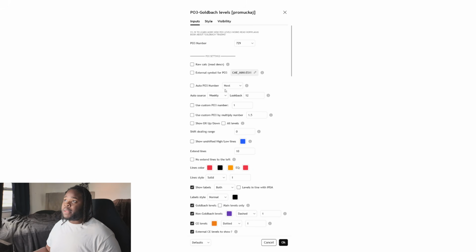Okay, so this is the indicator I use when I want to figure out what levels, what range I'm in. PO3 Goldbach levels by ProMuckaJ. There are different indicators. There's some that have just Goldbach levels, some that have all of the levels, some that tell you time, some of them tell you the accumulation, manipulation, distribution. They're a really all-in-one encompassing tool.